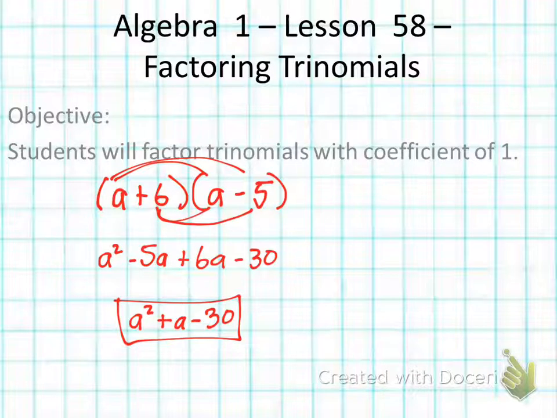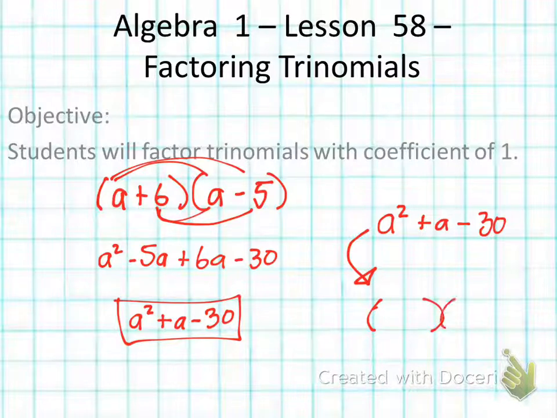Now we're going to think backwards today. We're going to look at a problem that starts with a squared plus a minus 30. How do we get to an answer that has two binomials? We'll look at that today. And of course your answer is going to be this one right here.